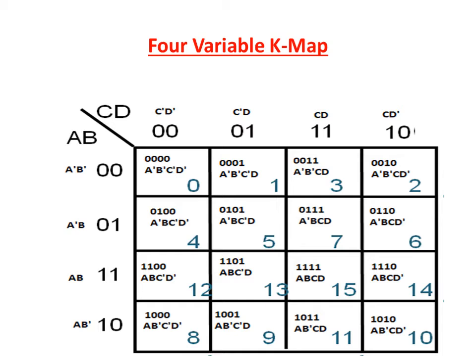So to get the adjacency, let's see the single bit change from 1 to 5. 1 and 5 vary by a single bit change. Similarly 5 and 13 vary by a single bit change. Similarly 13 and 9 also vary by a single bit change. Same way 9 and 8 change by a single bit, 9 and 11 by a single bit, 9 and 1 by a single bit, 9 and 13 also by a single bit change. So to get a single bit change from each cell, we are following this sequence.